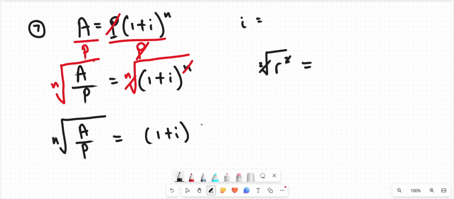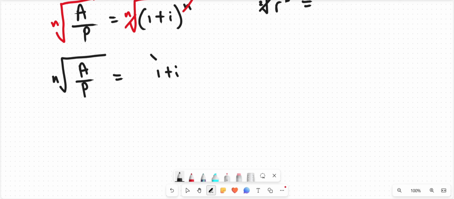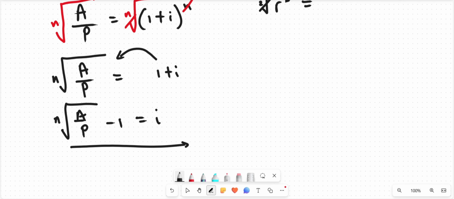So since the n is gone, you can also get rid of those brackets there. They don't really do anything anymore. Alright, now that we have it like this, you just take the 1 over and you'll get your final answer. So it's the nth root of A over P minus 1 is equal to I. And there we go. That's your final answer.